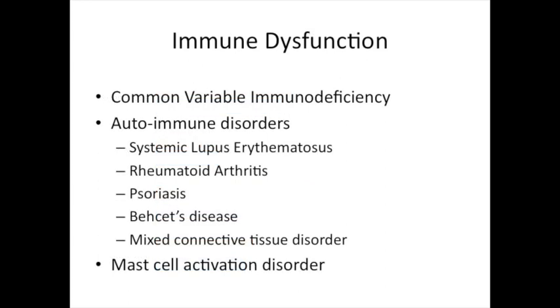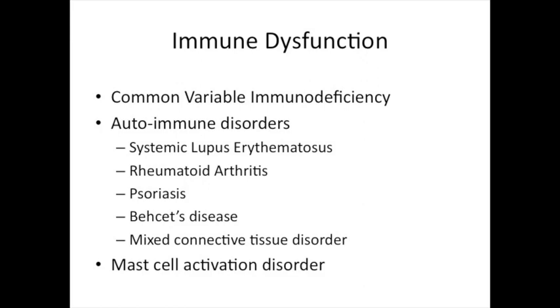Now, Castori lists immune dysfunction as one of the elements of Ehlers-Danlos syndrome, and I'm coming around to the idea that there has to be some element of immune dysfunction as part of the phenotype. I think so too. Many of our patients complain of frequent infections. I've had several patients who've been diagnosed with common variable immunodeficiency and also with autoimmune disorders, including systemic lupus, rheumatoid arthritis, psoriasis, Behçet's disease, mixed connective tissue disorder.